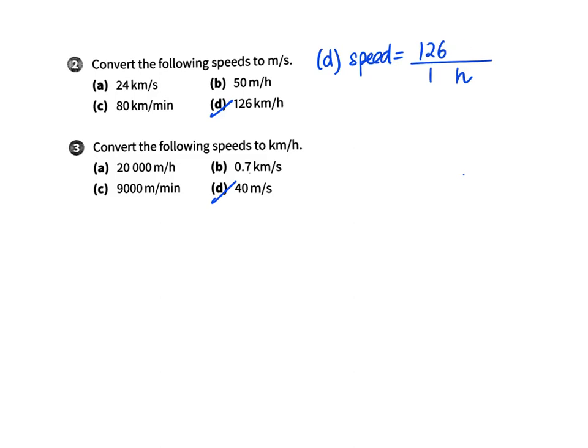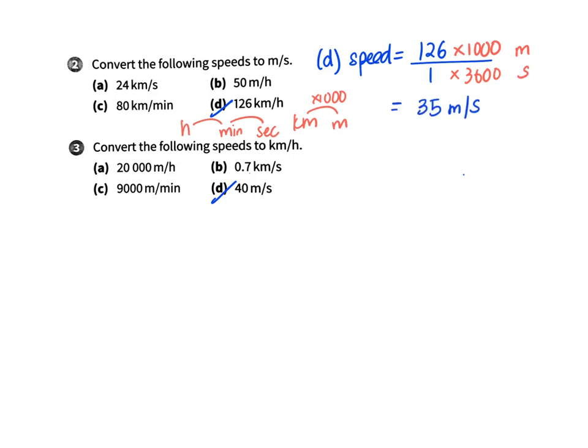But now I'm going to change all the units into the correct units. So to change kilometers to meters is times 1000. So I'm going to multiply by 1000 so that this unit is now meters. And to change hours to seconds, hour to minute to seconds, that is times 60 times 60, that gives you 3600. So times 3600 and change it to seconds. And this answer will be 35 meters per second.